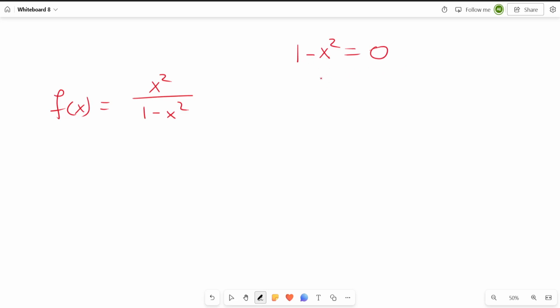I'll move the x to the other side, so 1 equals x squared. I'm going to square root both sides. Over here, I'm going to have x equals, what's square root of 1? It's 1. However, we cannot forget that it's plus or minus 1. So I have two values of x that will cause this to be undefined. The first is x equals 1. Second is x equals minus 1.